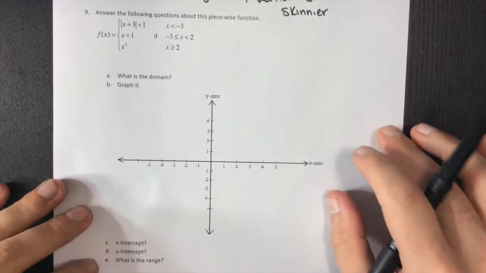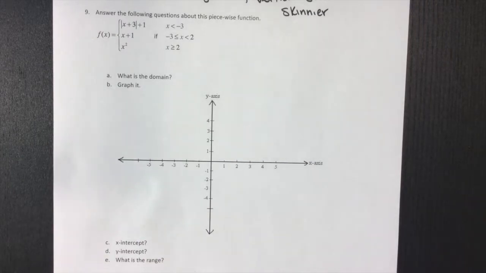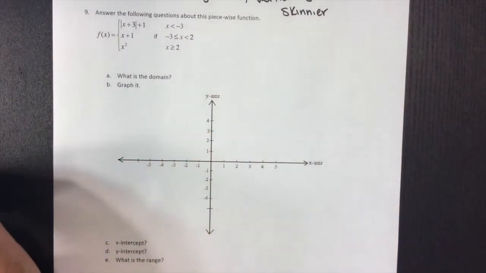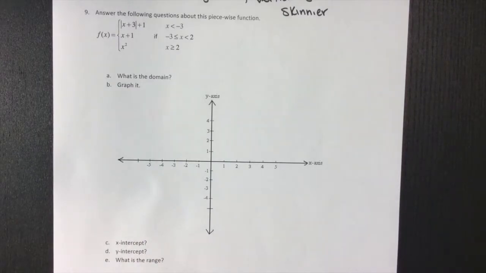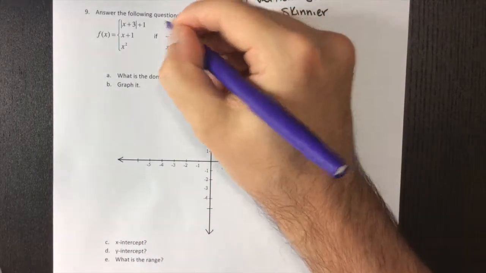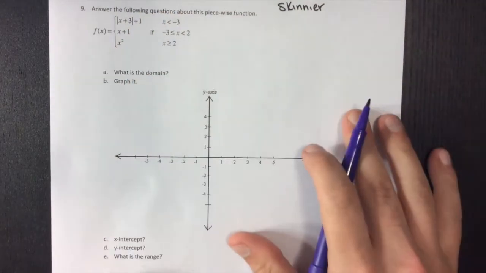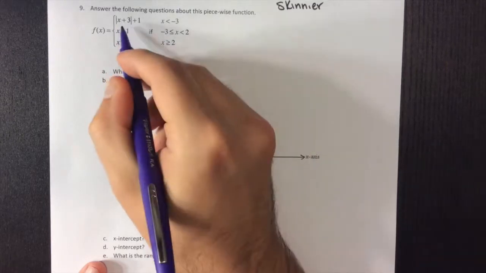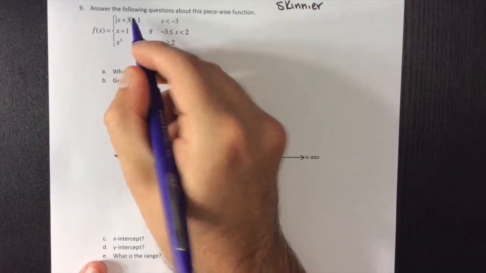Number 9 is a piecewise. We should be well versed in this. If not, there's still plenty of examples in the book that you can do. So let's first start by graphing this, and then we'll find all the information. So we start with my first piece, and when I'm left of negative 3, I look like this absolute value. So left of negative 3, let's plug that in. This is an absolute value that's moved to the left 3, up 1.